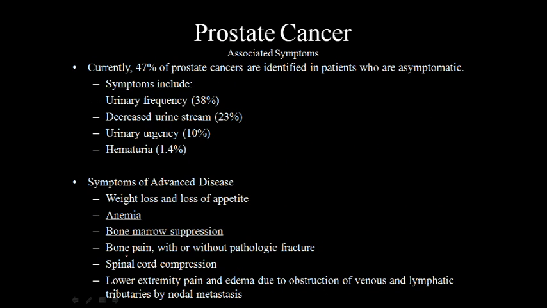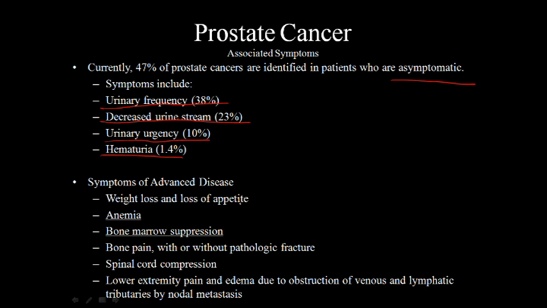Currently 47% of prostate cancers are identified in patients who are asymptomatic. Really, 47% don't have any symptoms at all. Some symptoms include urinary frequency, where you have to go to the bathroom all the time, and a decreased urine stream, so basically you need to urinate, but when you do, you don't have much output. Urinary urgency, meaning that you really can't hold it. And then hematuria at 1.4%.